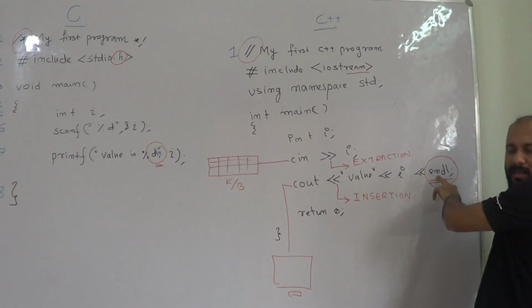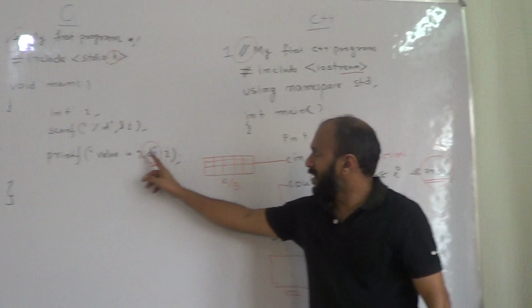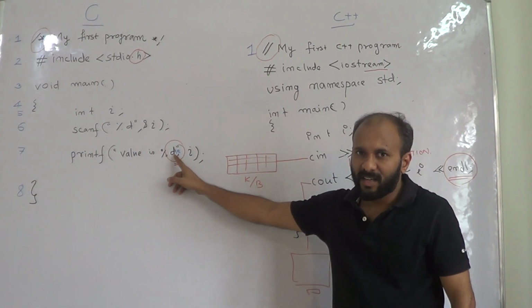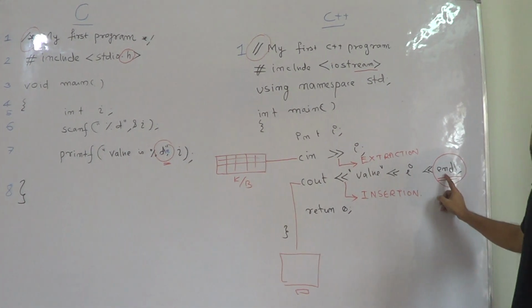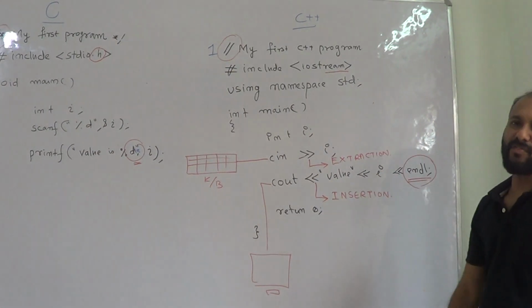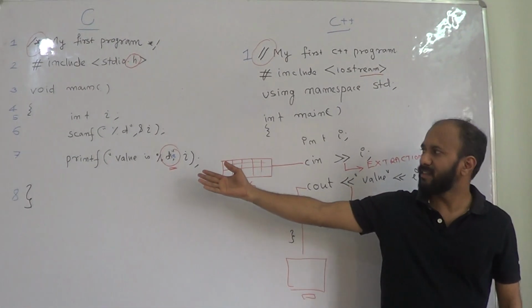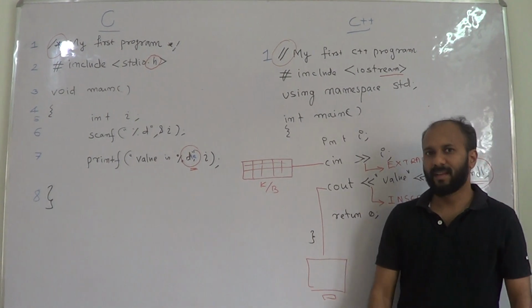Here we have a new line character, that is \n. But in C++ we have another new line character, that is endl. These are the main differences between our first C and C++ program.